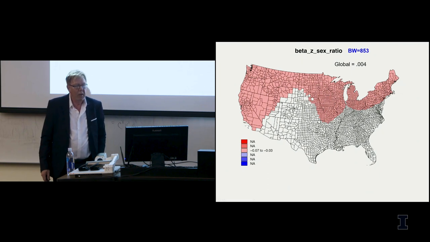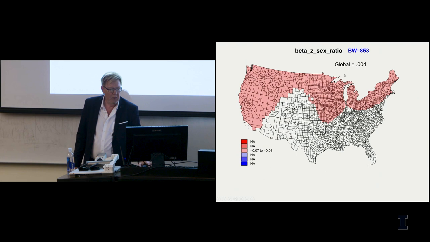Then we start to see a little bit more spatial variation in the results. The bandwidth is now 853, so we're seeing some regional trend here. This is the impact of gender. And basically, there isn't an impact of gender in most of the South. There's no significant impact there. The impact of gender, and basically it's the more males there are, the more likely you are to vote for the Republican Party. That's true most of all of New England, the upper Midwest, and most of the West.